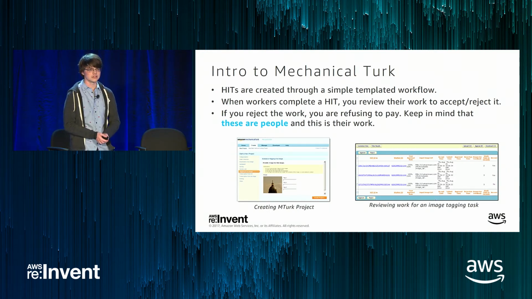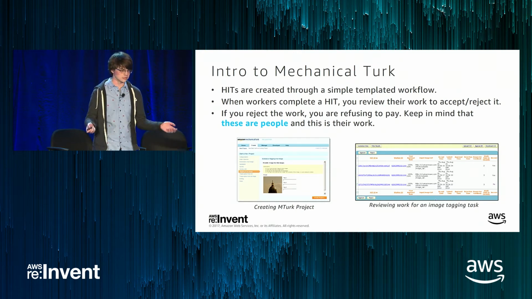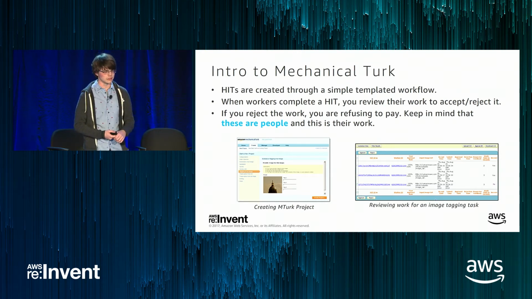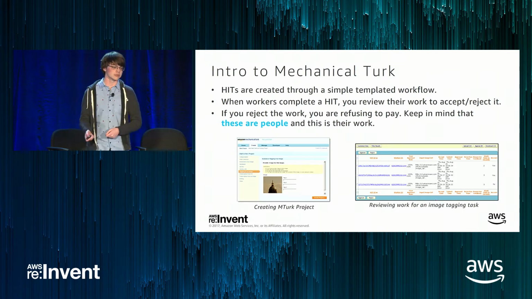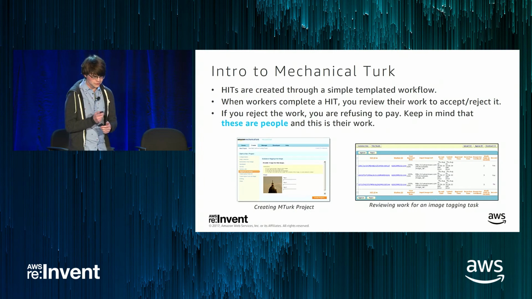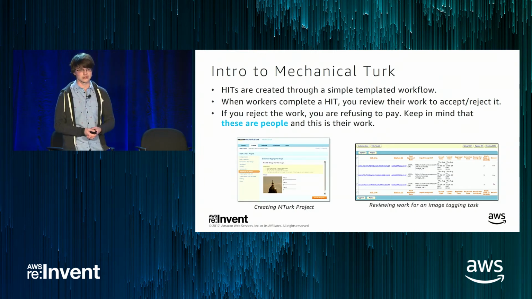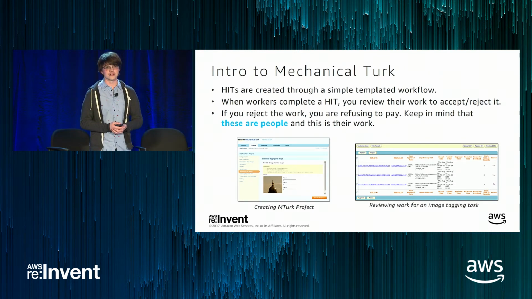Going a little bit more in depth, if you're using vanilla Mechanical Turk, you have a templated workflow where you can select one of many standard tasks like data collection, labeling, or surveys, or any number of things. And then you spin up a bunch of HITs from that template. Workers work and complete the HIT, and then you review that work and either accept or reject it. One thing to keep in mind, though, if you're rejecting the work, you're refusing to pay for it. So these are people, the workers on the other side, and this is their work. And if you continuously reject work for no real good reason, your reputation as a requester is going to suffer from that, and it's generally not a good thing to do.